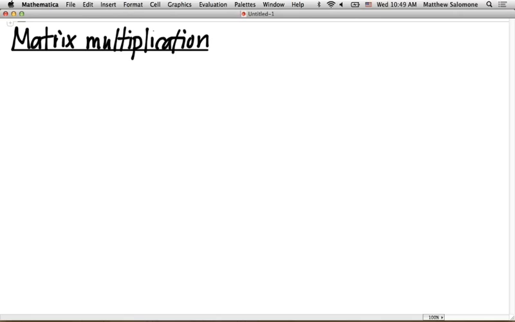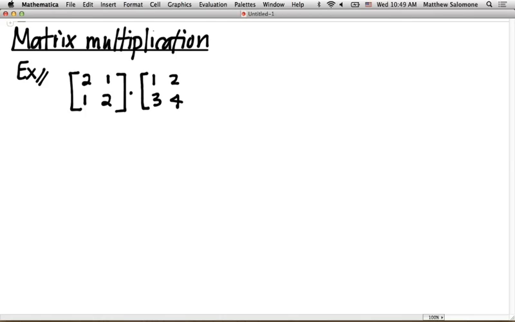So, let's start with just an example. Suppose I'd like to know how to multiply the matrix 2, 1, 1, 2. So here's a nice square, friendly 2 by 2 matrix. And I'd like to multiply that matrix by 1, 2, 3, 4. Another nice, friendly square matrix. And I'd like to know what that product is. Well, we don't know how to multiply a matrix by a matrix. But since we do know how to multiply a matrix by a vector, let's throw a vector in here. Maybe x, y.